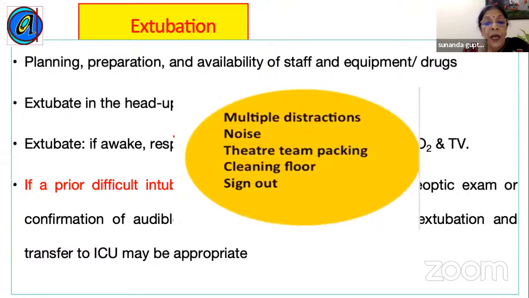And this is a very important point I want to stress: at this time, the theater team is packing, they are ready to go home, they are cleaning the floor, they are signing out, there's a lot of noise around. As a leader, make sure that there is absolutely no distraction in the operation theater.